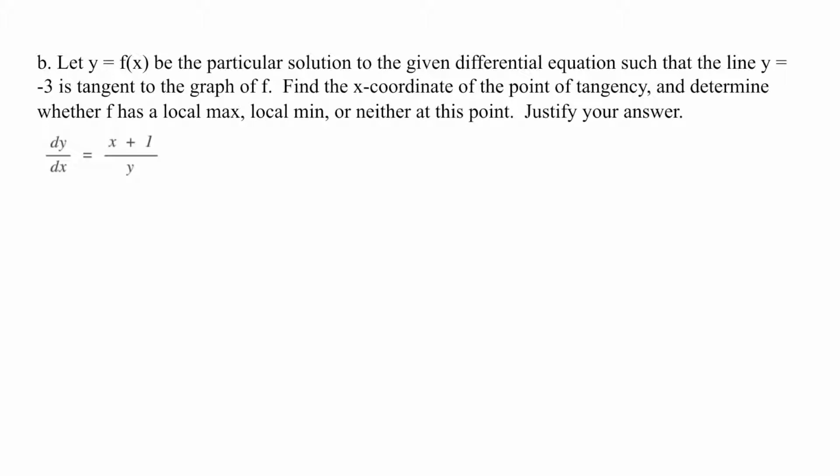So we're going to start off by using the given differential equation, and we're going to set this equal to 0 because we know that the line y equals -3 is a horizontal line, so it's going to have a slope of 0, and we're also going to plug in -3 for y into the differential equation. Doing that gives us x plus 1 equals 0, and then solving for x gives us -1. So now we know the x coordinate of the point that is tangent to the line y equals -3.